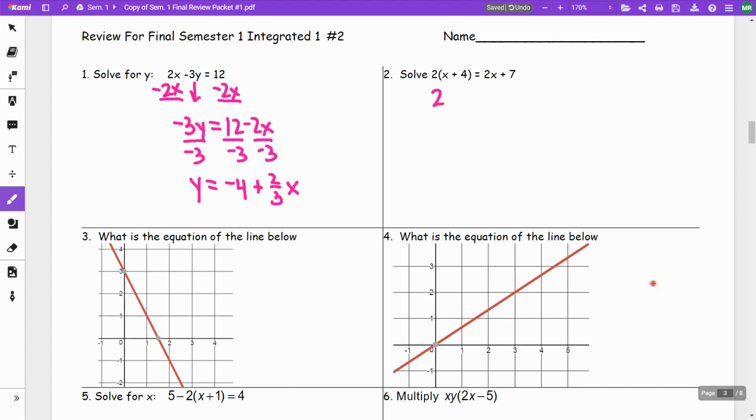On number 2, I'm going to distribute 2 with the x and 2 with the 4. So 2 times x is 2x, 2 times 4 is 8. And then I have a 2x plus 7. I'm going to get rid of the x's, so I'm going to subtract 2x from both sides, and I'm going to get 8 equals 7. So that's going to be no solution.